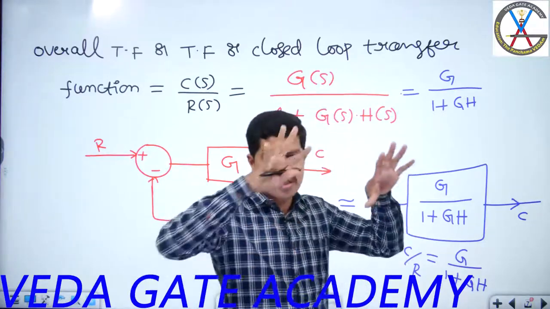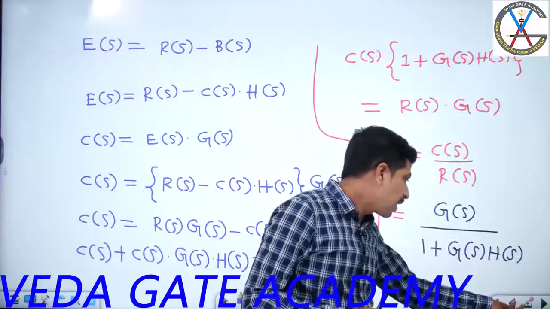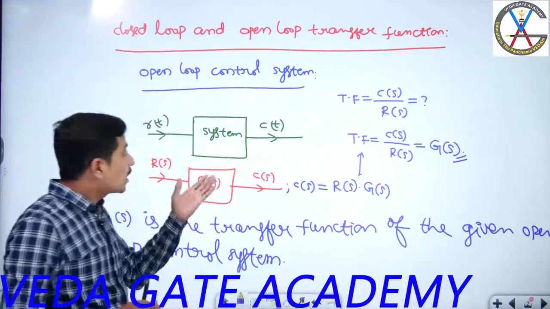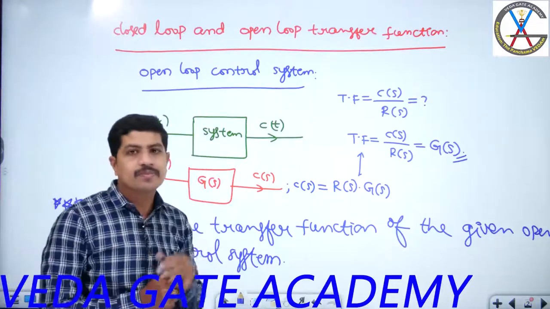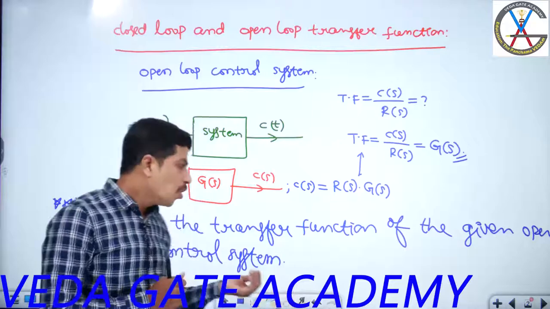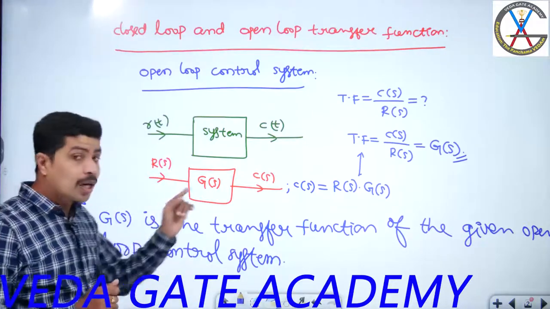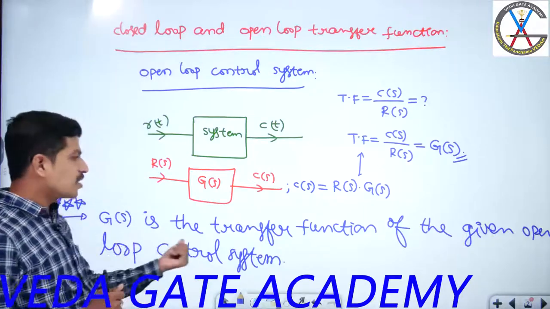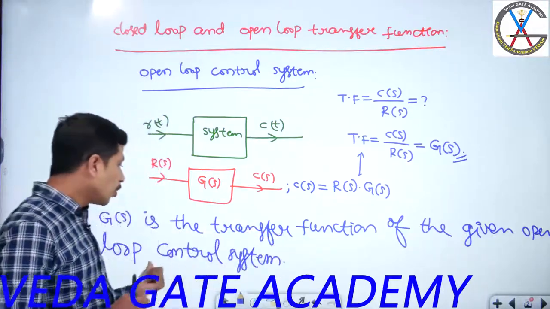We have taken only the controller and system in the starting pages. Yes, let me show you. This is an open loop control system. Its transfer function is called the open loop control system transfer function, or G of S, which is the transfer function of the given open loop control system.